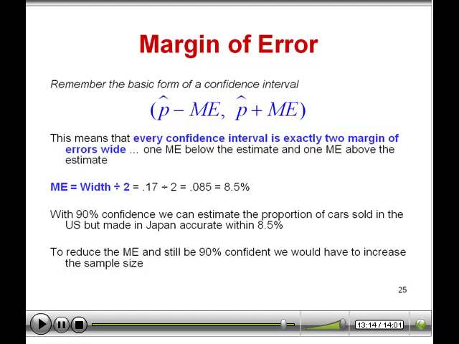Our confidence interval was 0.17 units wide. We divide by 2 and find that the margin of error is 0.085 or 8.5%. So the 90% confidence interval we were given allows us to estimate the true percent of cars sold in the United States that were made in Japan accurate within 8.5%. Some people may be disappointed this margin of error is as large as 8.5%. How could we make it smaller? The best way would be to increase the sample size.